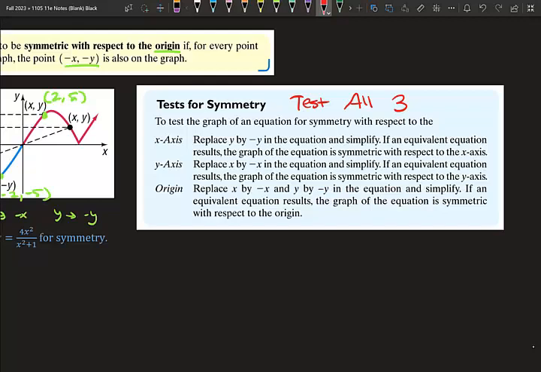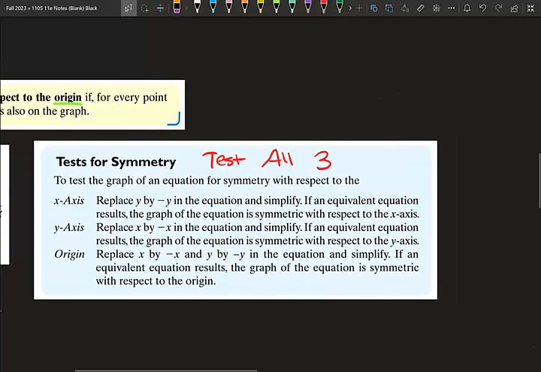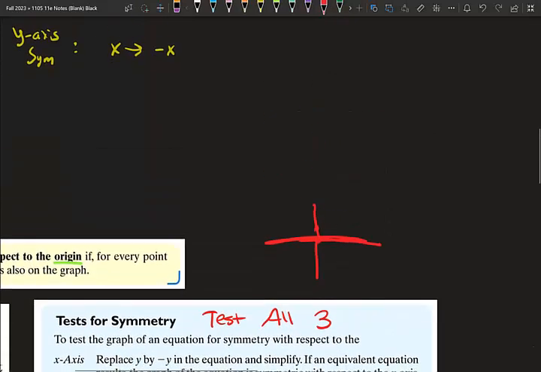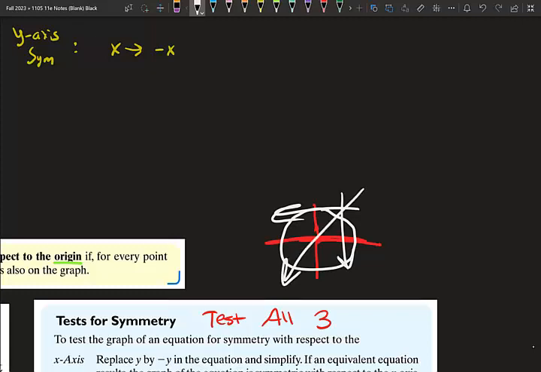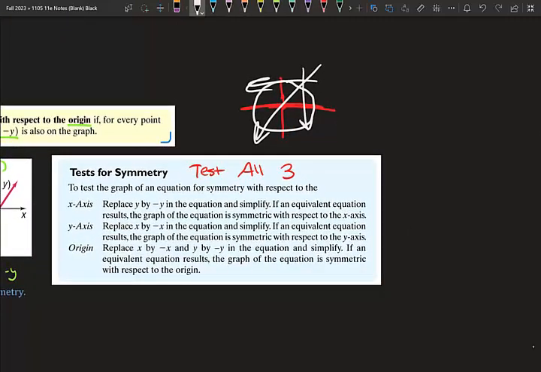Well, guess what? That's 2.4. That's when we start to graph stuff like that. But let me show you a graph that's symmetric to all three. A circle. If you fold it over here, it goes on top of each other. That's the y-axis. If you fold it down over the x-axis, it goes on top of each other. If you fold it over the origin, it goes on top of each other. So a circle is actually symmetric to all three. So that's why you have to test all three.